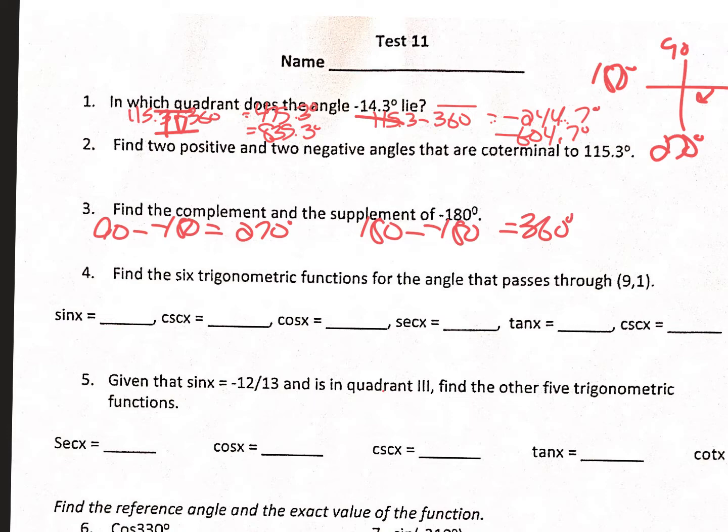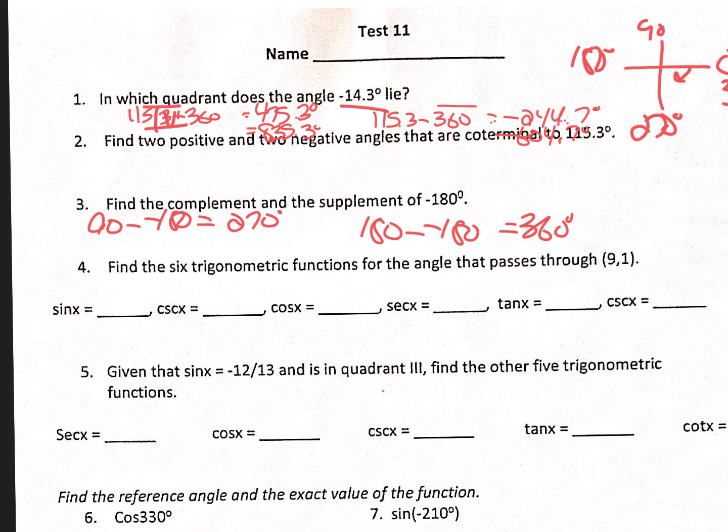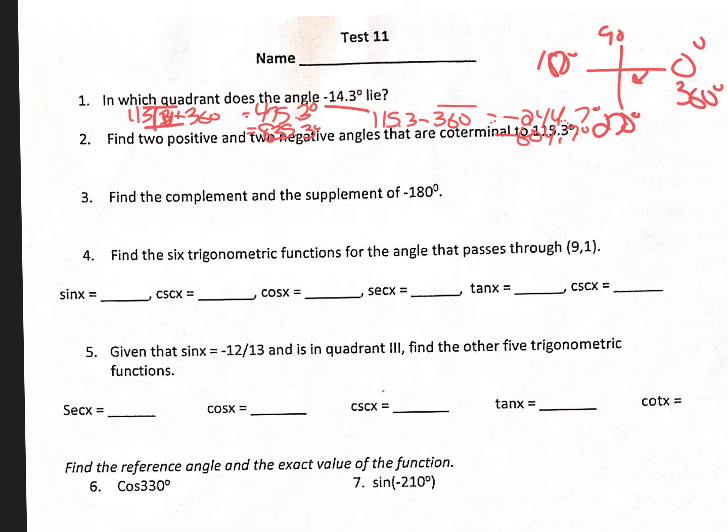Okay, find the 6 trig functions that pass through 9, 1. Let me erase some of this stuff up here. Okay. Here's what I know just looking at that. Remember, tangent is y over x. So I can go ahead and put, tangent's 1/9. Cotangent is not even on here. That's supposed to be cotangent right there. It would be the reciprocal of tangent, which is 9.